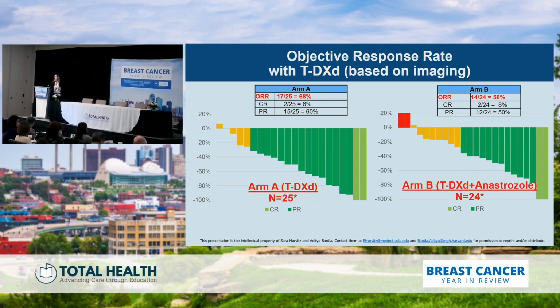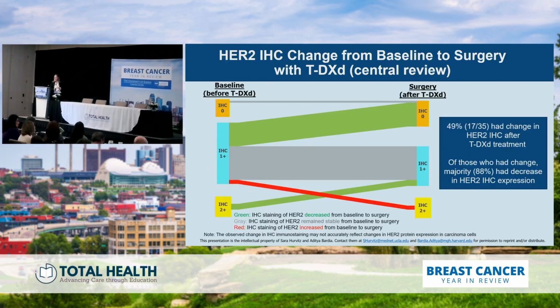The addition of the aromatase inhibitor to the antibody drug conjugate did not seem to confer any advantage, with a slightly more modest overall response rate of 58%. So this is potentially the first signal that trastuzumab deruxtecan will have a place in the curative intent setting, and there are certainly a number of studies that are planned, largely through the cooperative groups.